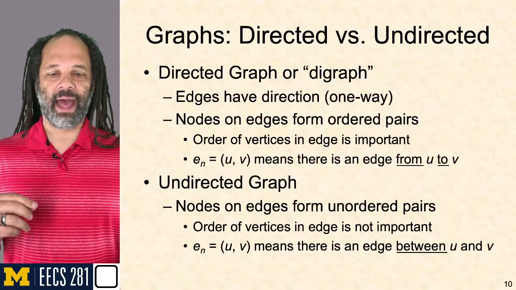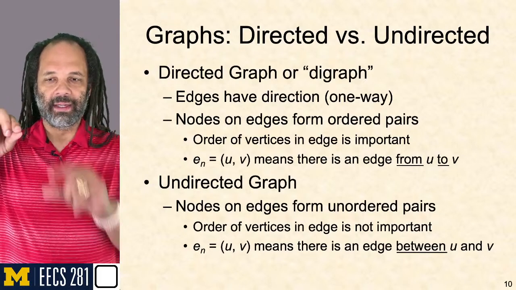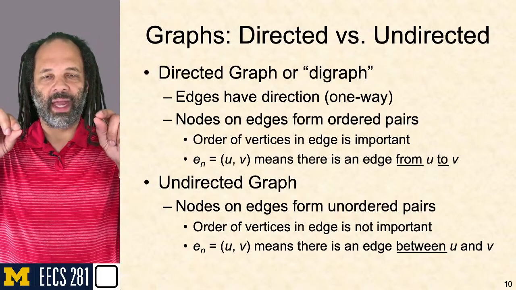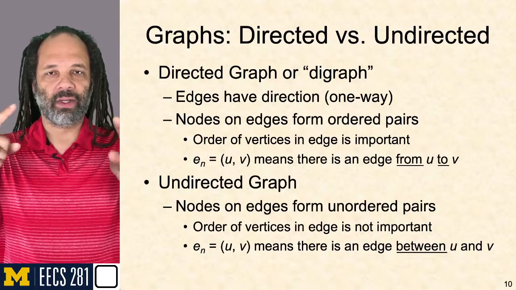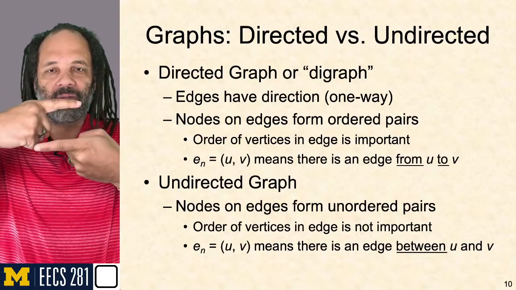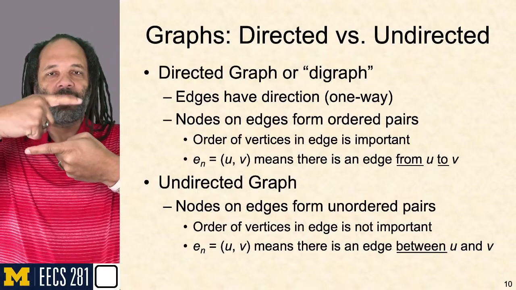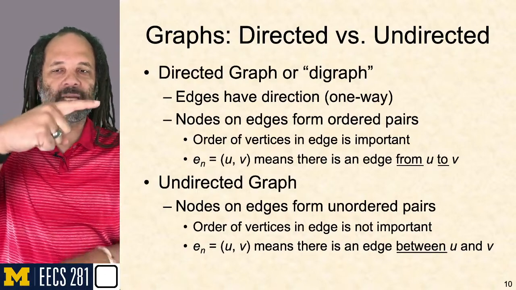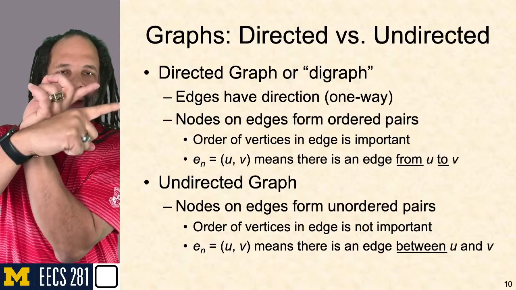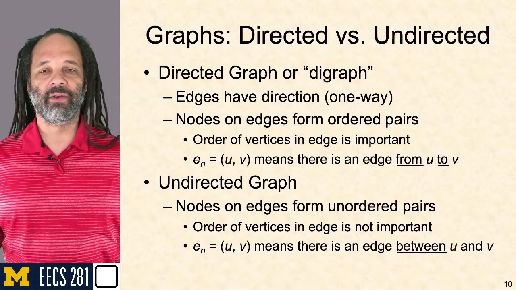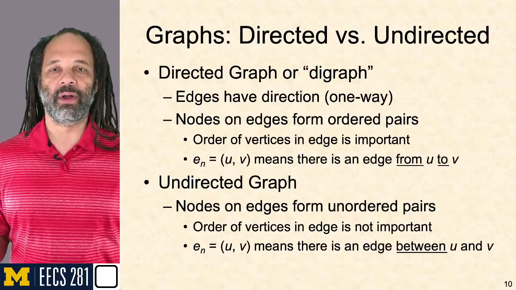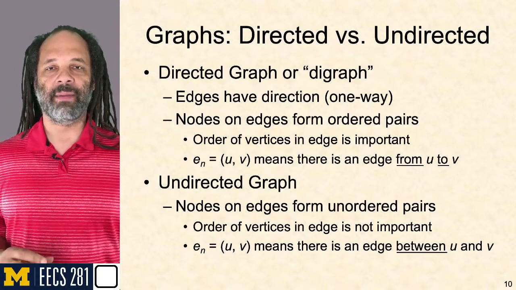Now, we don't think of parallel edges in a digraph unless they're both going the same direction. So if I've got a connection from A to B in a digraph, and I've also got a connection from B to A, those aren't parallel edges because one travels this way and one travels that way. They're not parallel because they're different directions. Now, if I've got two ways to get from A to B, these are parallel edges because they're going the same direction.